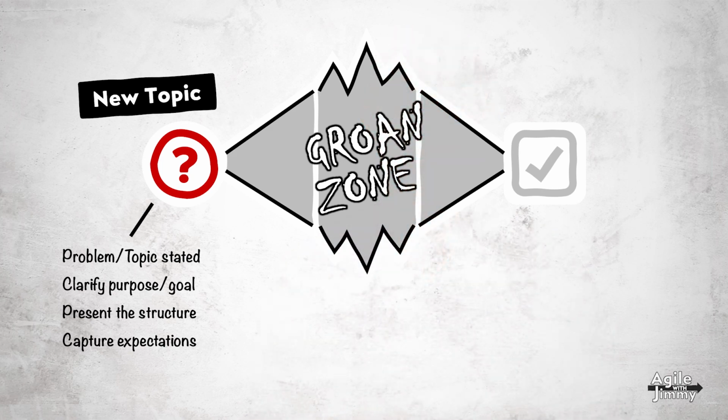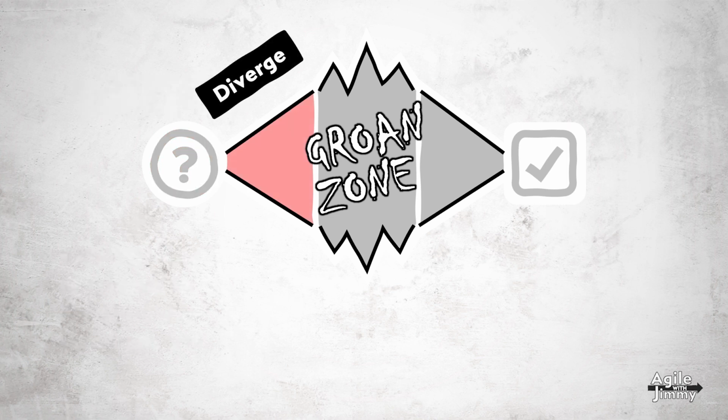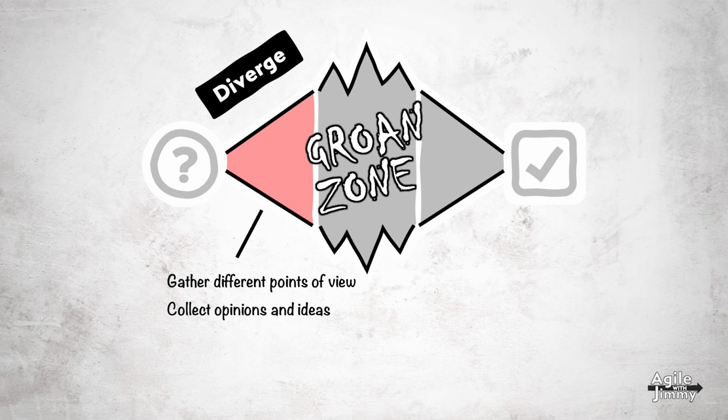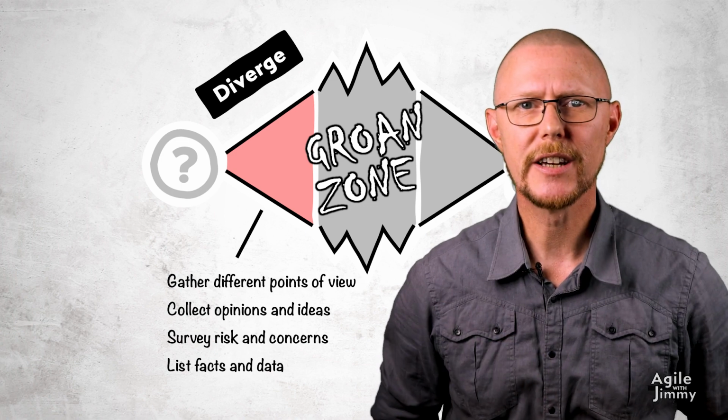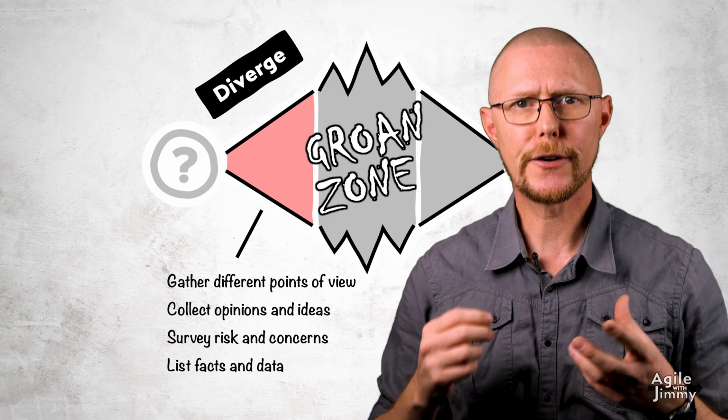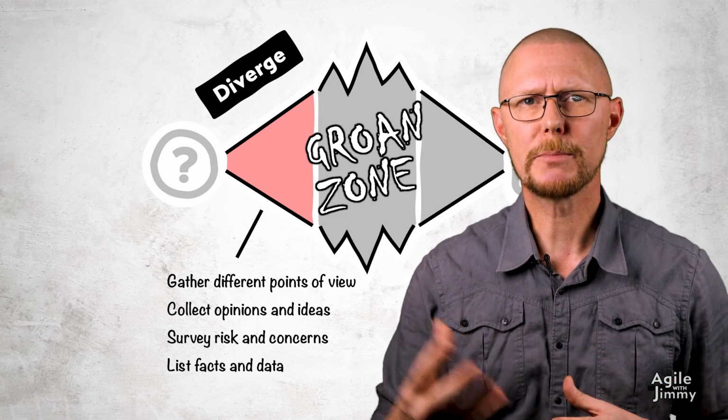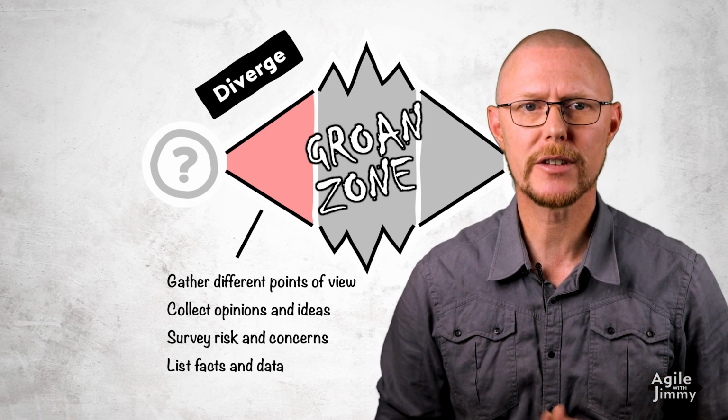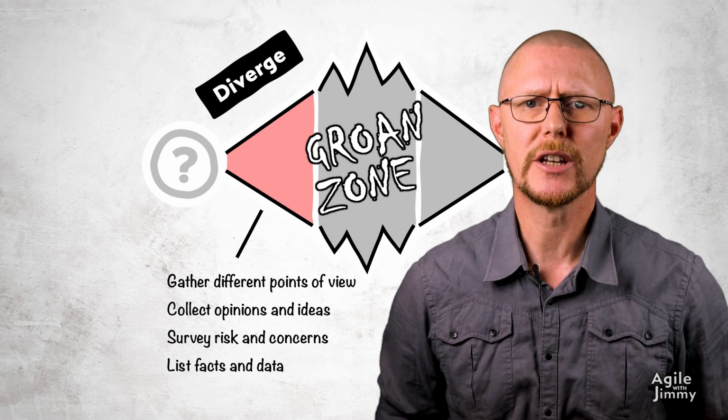Once the problem and goal has been stated, the conversation enters the diverge phase. This phase revolves around exploration of options and gathering of facts and ideas. As a facilitator, you might engage the group in exercises with the purpose of gathering different points of views, collect opinions and ideas, explore alternatives, survey risks and concerns, list facts and data. As a facilitator, it's important to remind the group to defer judgment until later.